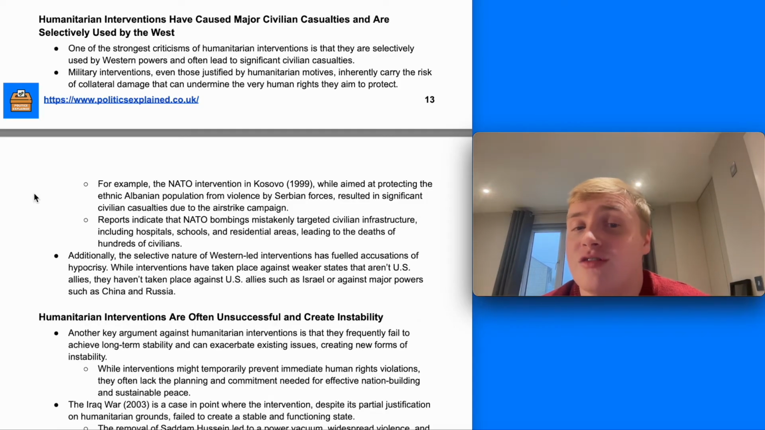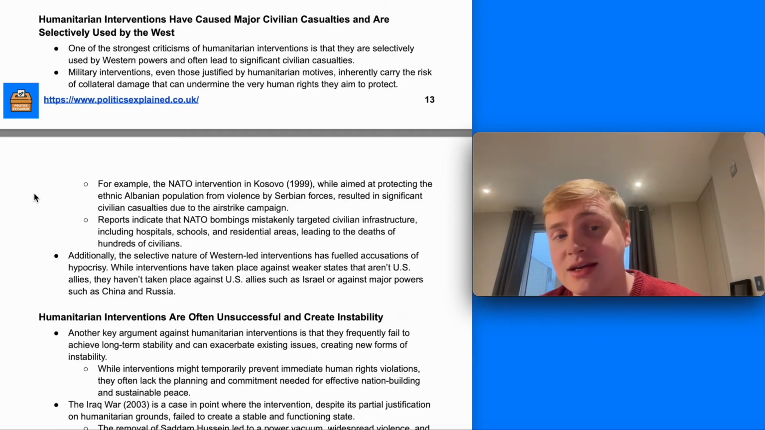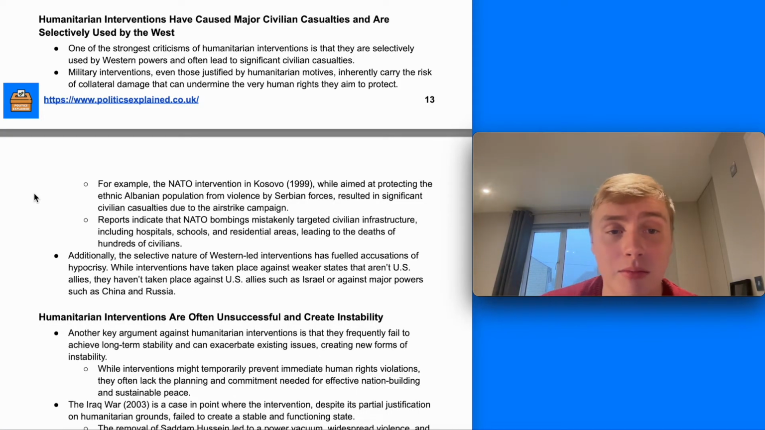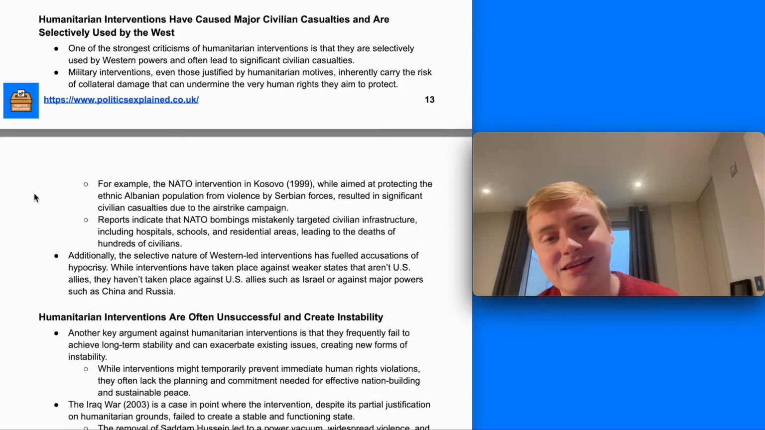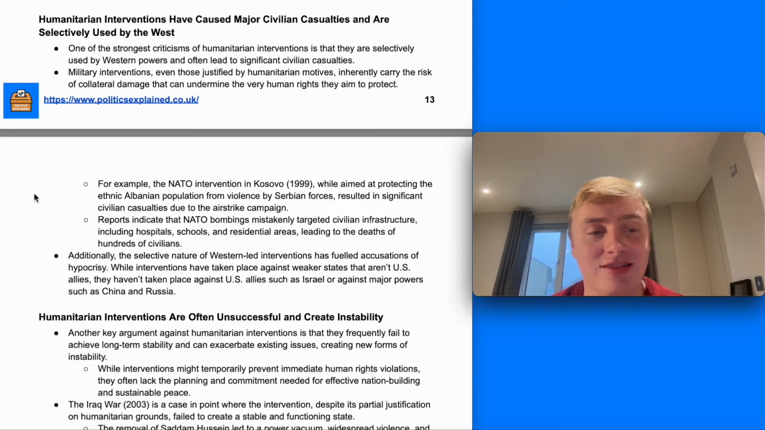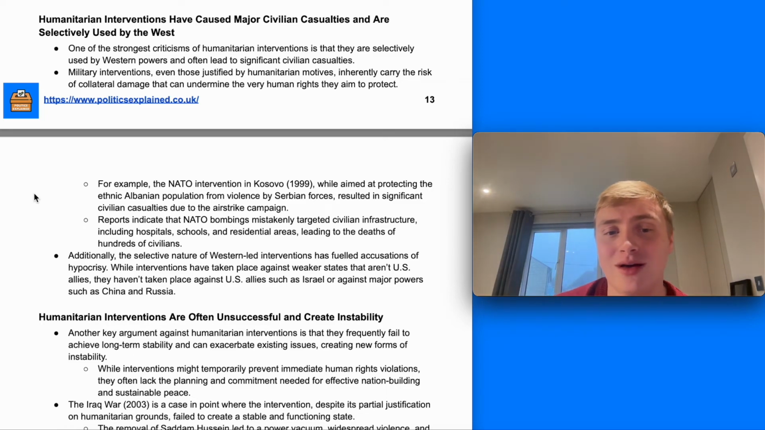For example, the NATO intervention in Kosovo was aimed at protecting the ethnic Albanian population, but resulted in civilian casualties due to their airstrike campaign. And reports indicate that NATO bombings mistakenly targeted civilian infrastructure, including hospitals and schools. Additionally, the selective nature of Western-led interventions has fueled accusations of hypocrisy. So whilst interventions have taken place against weaker states that aren't US allies, they haven't taken place against US allies such as Israel or against major powers such as China and Russia.